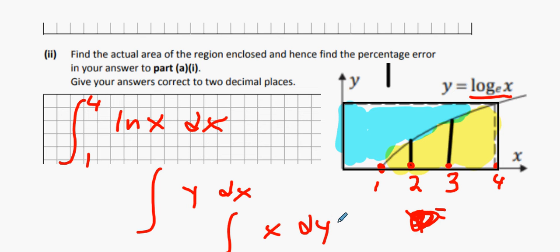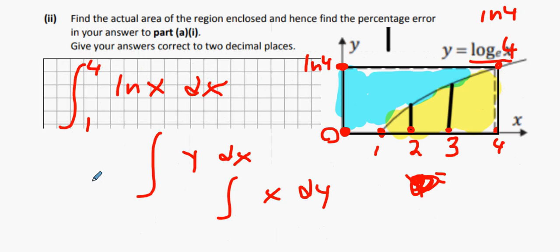So instead of using y dx, what you're going to use instead is x dy. Now here's the other problem with x dy. You can't use x values. You need to use values from the y-axis. Where does the y-axis start, lads? 0. And when x equals 4, what's its value? ln 4. So you have your two values now: 0 and ln 4.